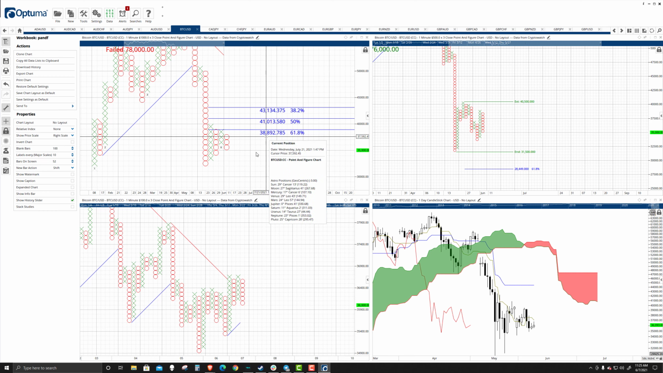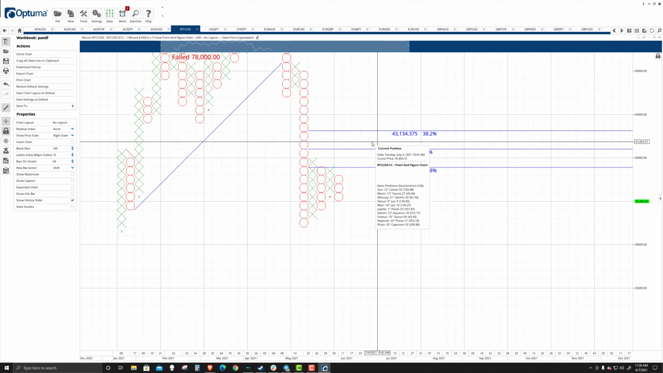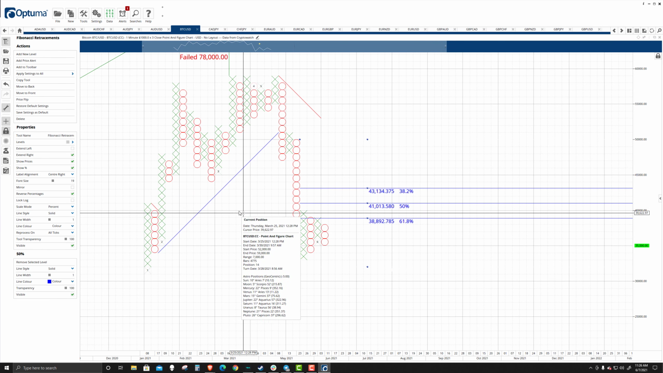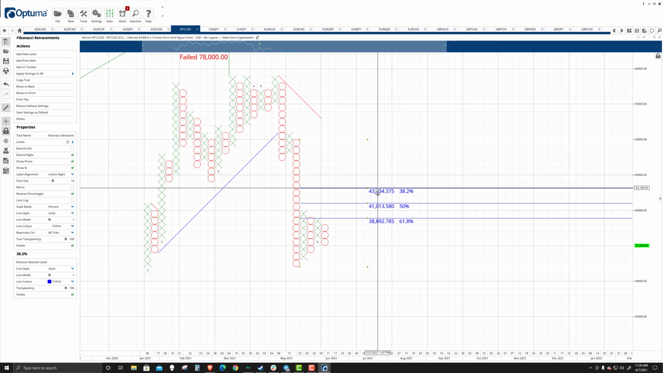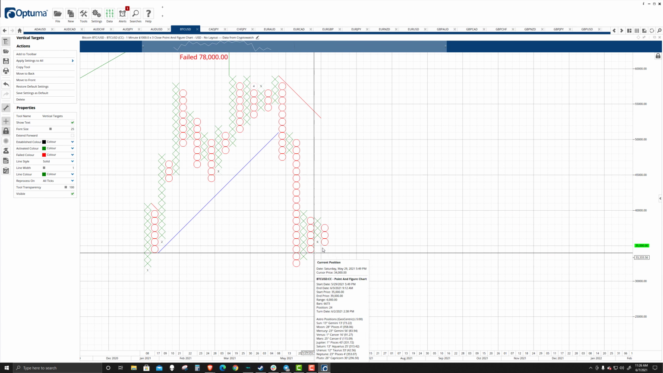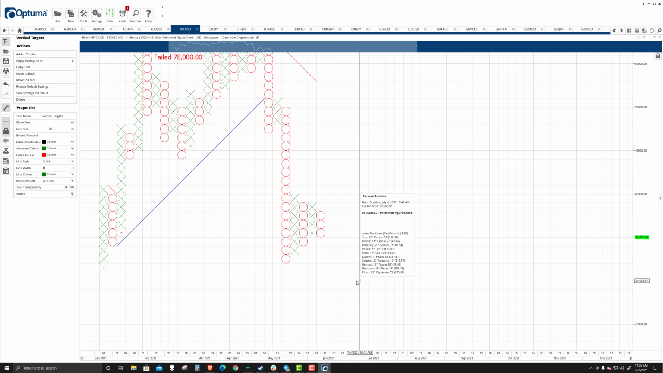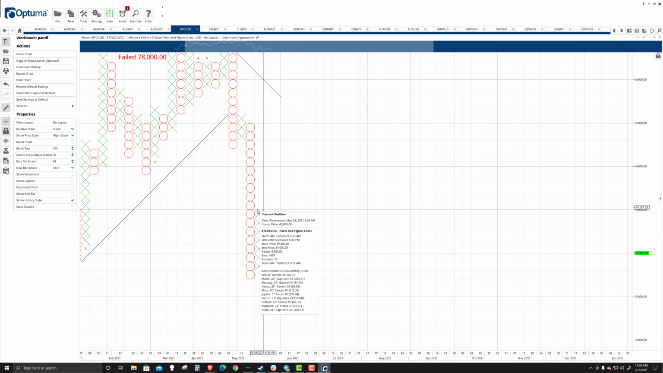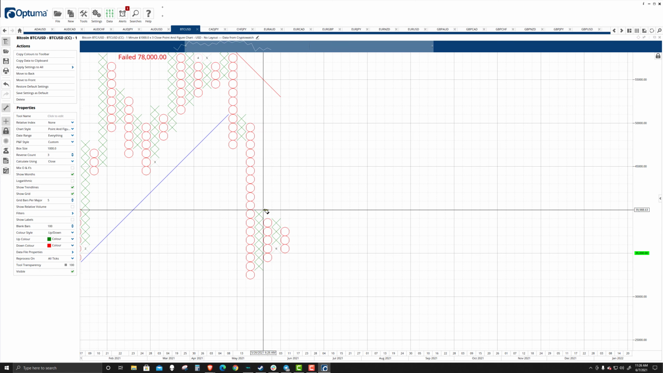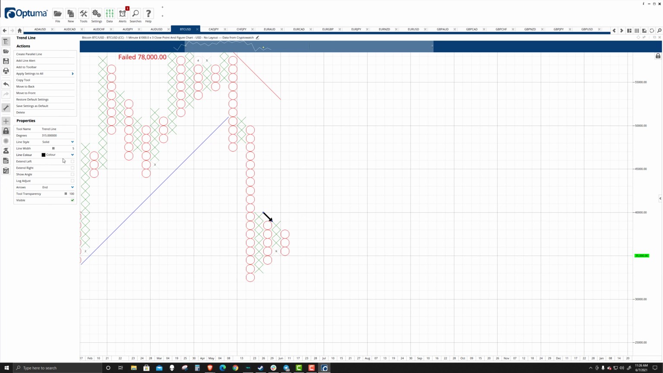So on the $1,000 3-box reversal chart, what we see, get rid of that there, is we actually have a triangle. All right, we have a bearish pennant on this chart, and trend lines in point and figure are very easy to draw.